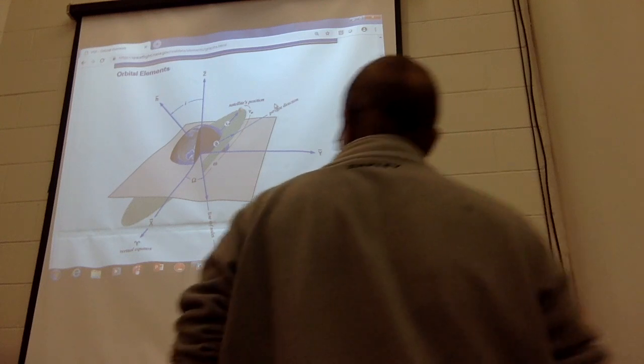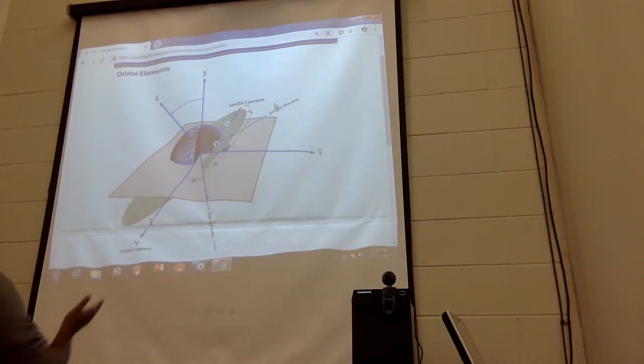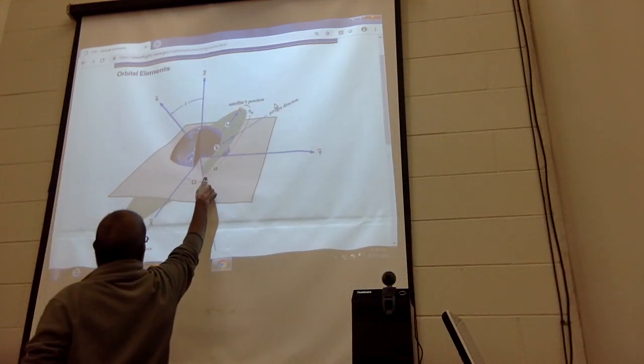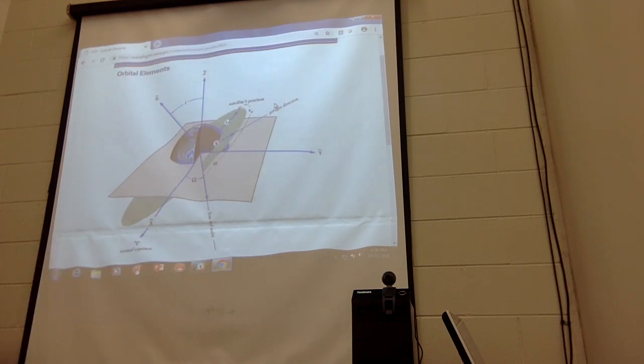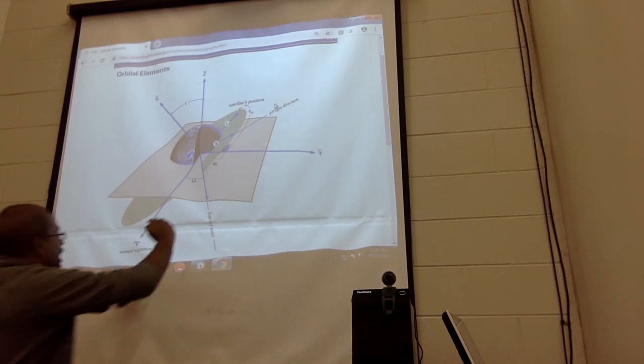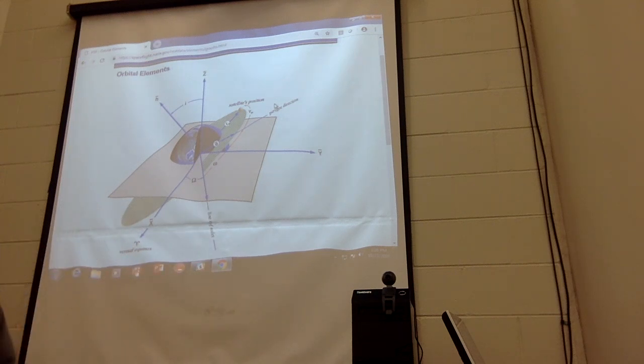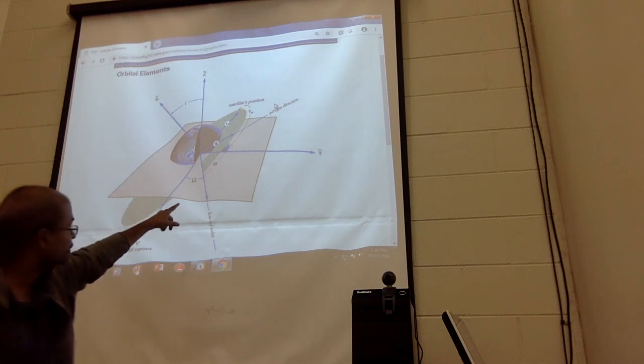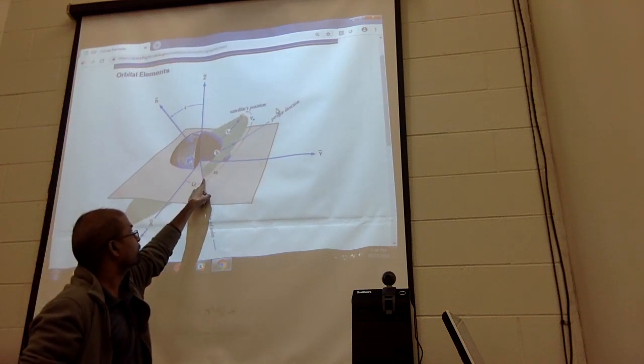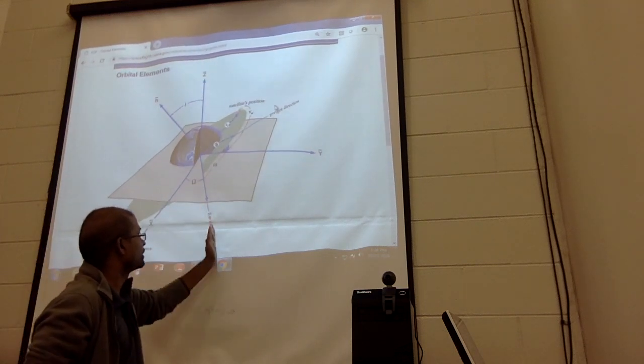What is happening here from this point forward? It's ascending. Does that make sense? So this half is what? The northern hemisphere. The bottom part is the southern hemisphere. So from this point until this point, this is where the two planes intersect. This plane and this line of nodes.